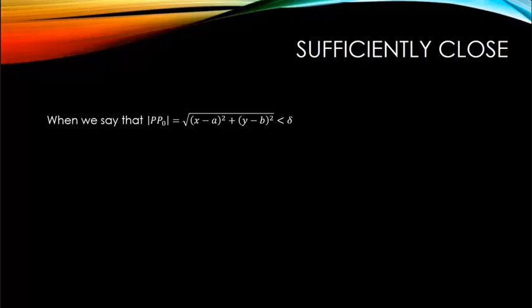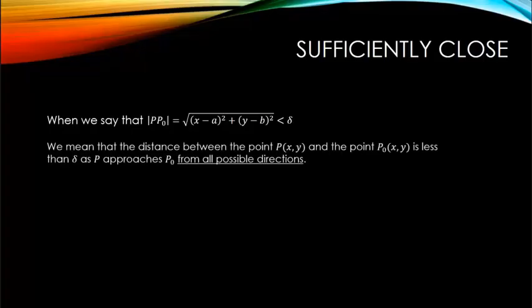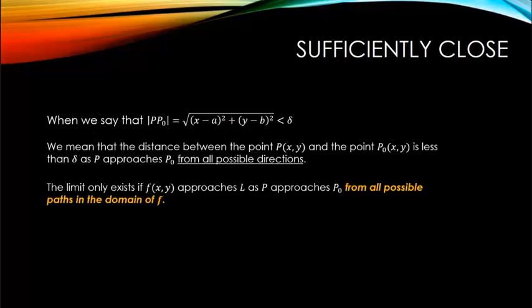So I want to revisit what sufficiently close really means here. When I say that the distance between P and P naught, equal to the square root of the quantity x minus a squared plus the quantity y minus b squared, is less than delta, I mean that the distance between P and P naught is less than delta as P approaches P naught from all possible directions in my domain. The limit only exists if f of x y approaches the limit L as P approaches P naught from all possible paths in the domain of f.